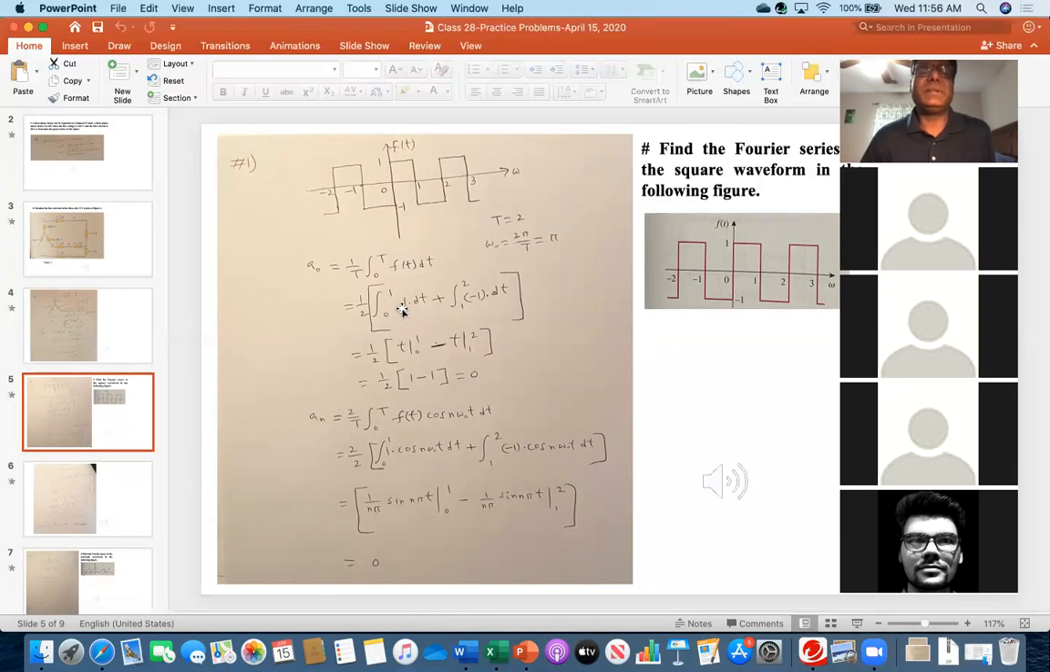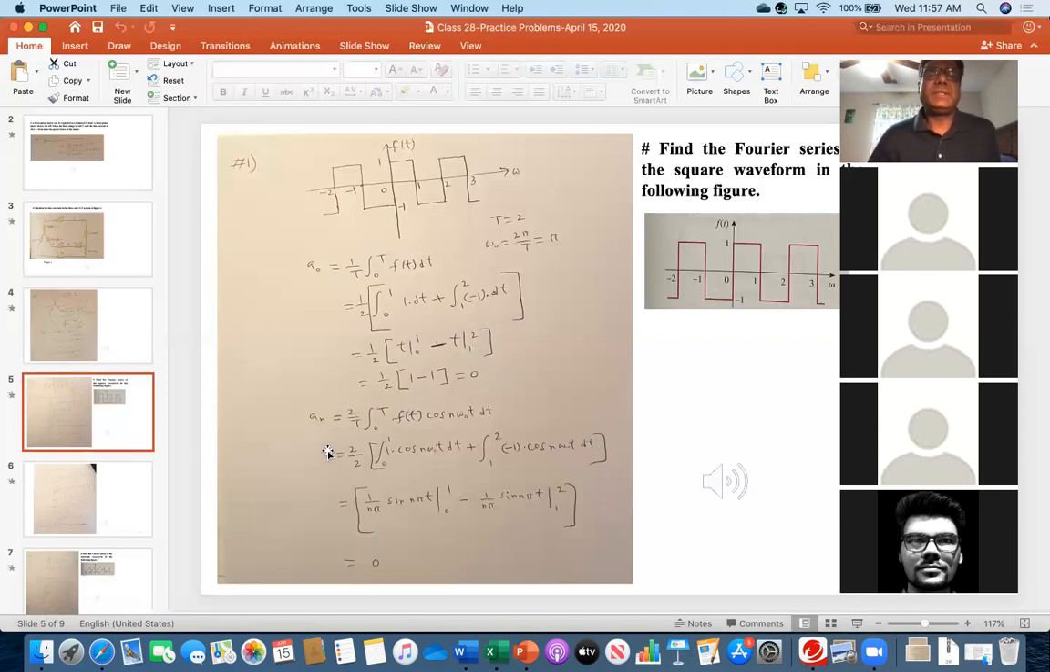And then this is a simple function. So after integration, it is t, limit 0 to 1, and then I have put this minus sign here, t, limit 1 to 2. Then if you put the limits, finally it will give you 0.